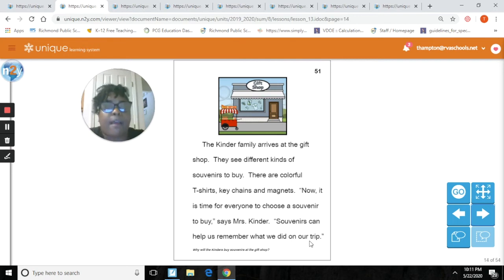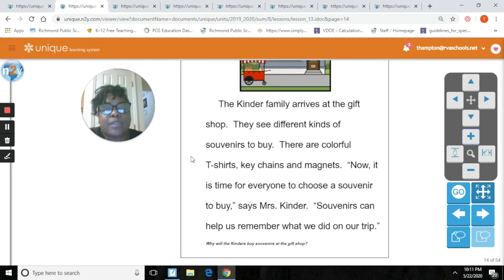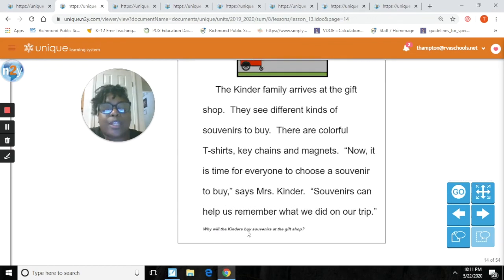Okay? All right. So let's make our focus statement here a little bit bigger at the bottom so we can see what it wants us to do. It says, why will the Kinders buy souvenirs at the gift shop?